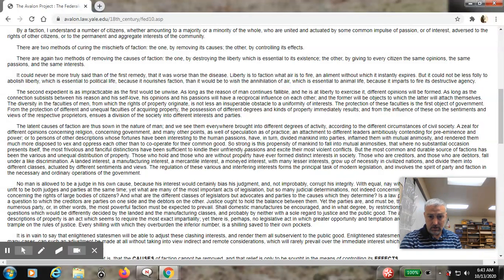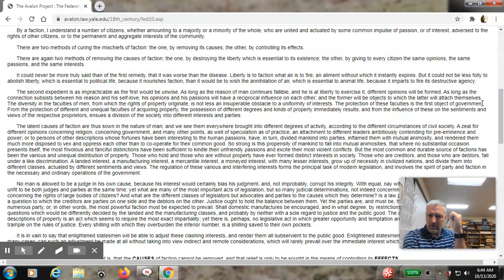The protection of these faculties is the first object of government. It's not to make you equal. It's not so you can vote. It's the protection of the faculties that result in an unequal distribution of property.